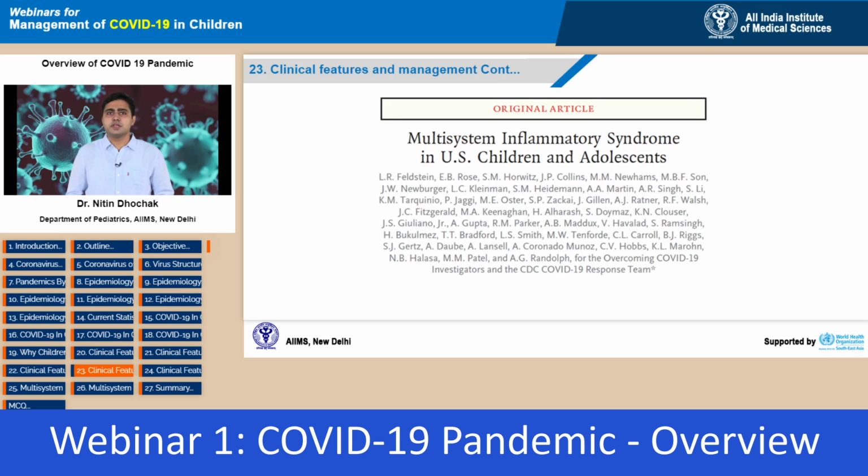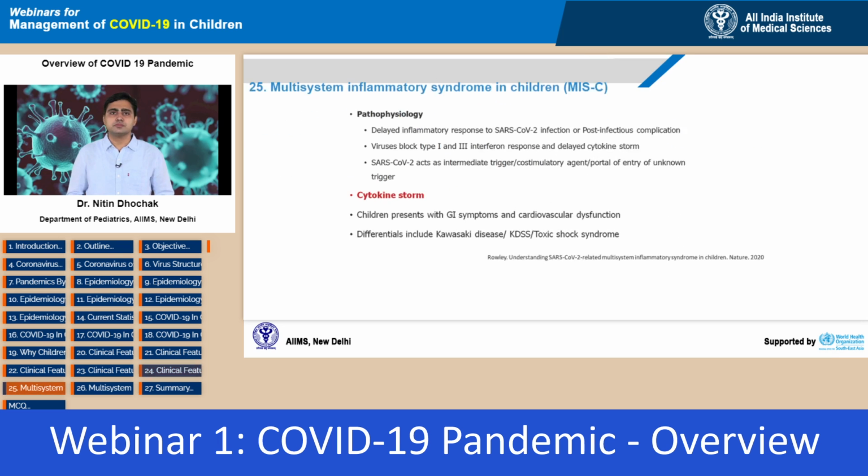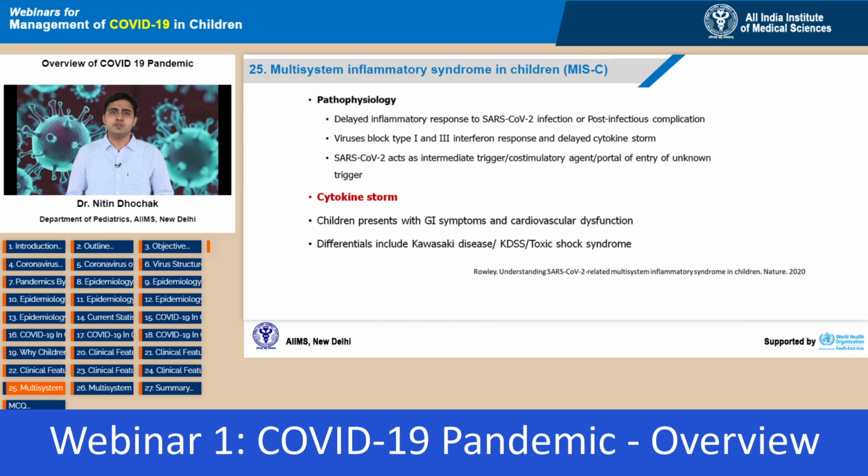Then a few case series resembling Kawasaki-like illness have also come up. Then a large case series of multisystem inflammatory syndrome was reported from the United States, which included 186 children. Few case reports and series have been published from India also. Later, this hyperinflammatory syndrome was designated as multisystem inflammatory syndrome in children temporally related to COVID-19, also known as MIS-C.